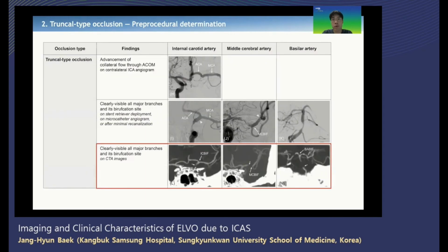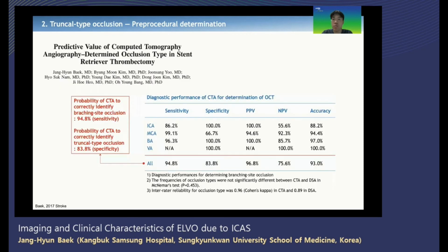The occlusion type can be determined before the endovascular procedure. On the pre-procedural CT angiography, we often see the intact bifurcation site beyond the occlusion segment. And pre-procedural determination of occlusion type by CT angiography was as accurate as by DSA.